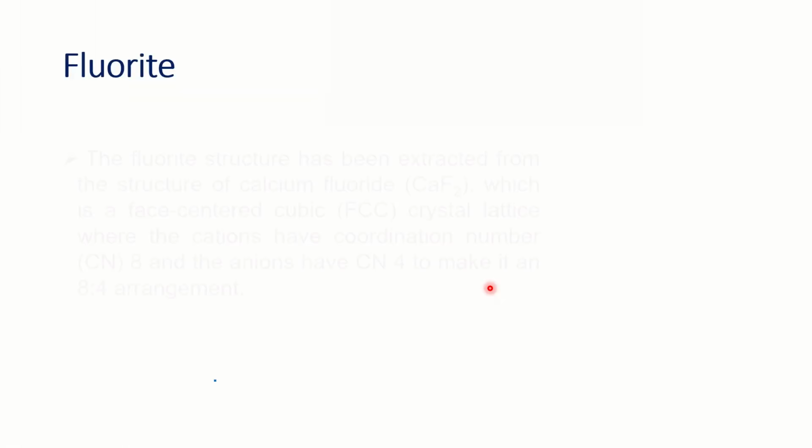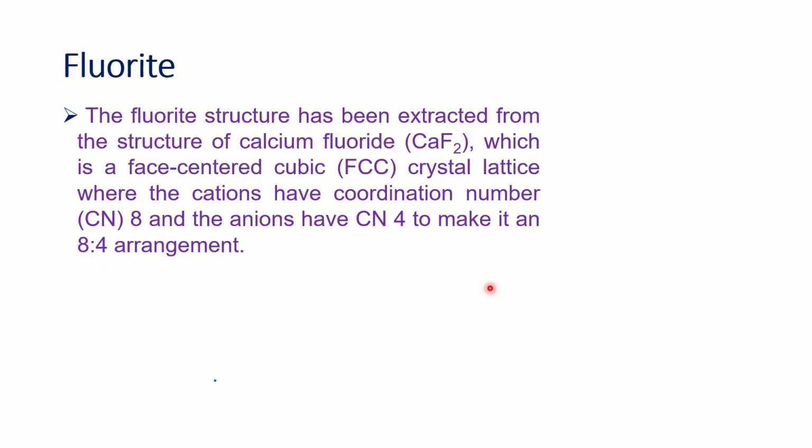Let's start with fluorite. The fluorite structure has been extracted from the structure of calcium fluoride, CaF2, which is a face-centered cubic FCC crystal lattice where the cations have coordination number 8 and the anions have coordination number 4 to make it an 8:4 arrangement.